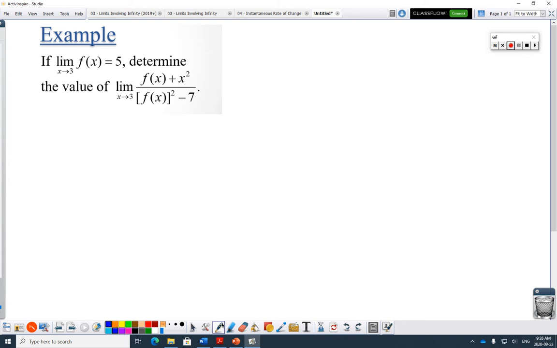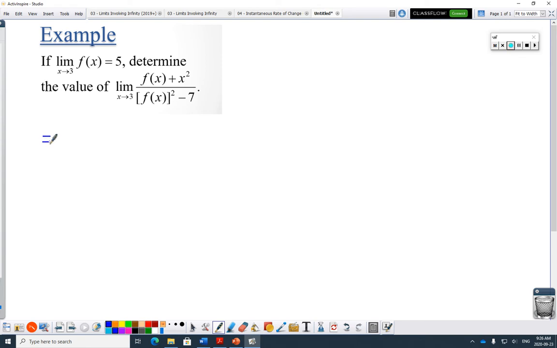Now, there are a whole bunch of steps that you can sort of skip. Once you see all the steps at once, you'll be like, oh, I can skip over a lot of that stuff. The only thing I know is that the limit as x approaches 3 of f at x is 5. That doesn't seem to help me at first until I start using the limit laws I just saw.